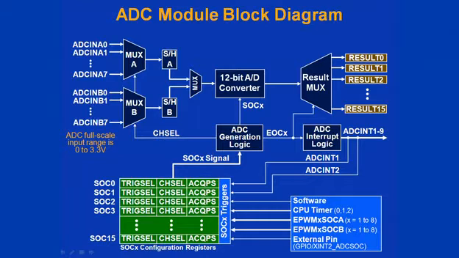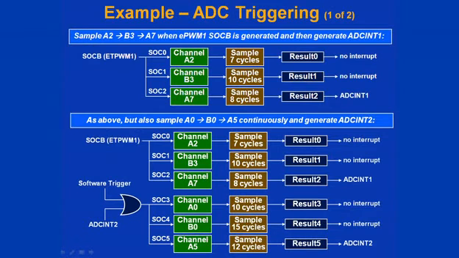The ADC interrupt logic can generate up to 9 interrupts. The results for SoC 0 through 15 will appear in result registers 0 through 15. The top example on this slide shows channels A2, B3, and A7 being converted with a trigger from EPWM1 SoCB. After A7 is converted, ADC in 1 is generated.